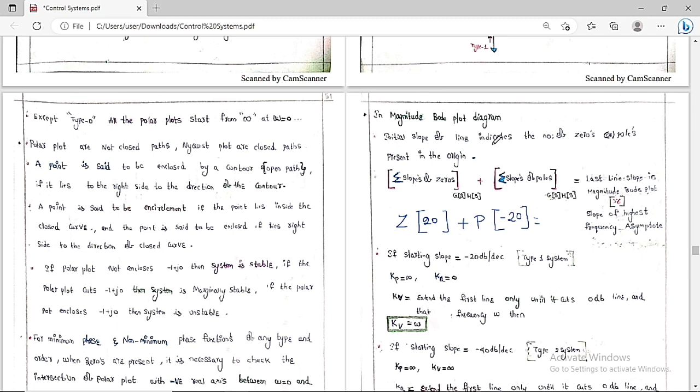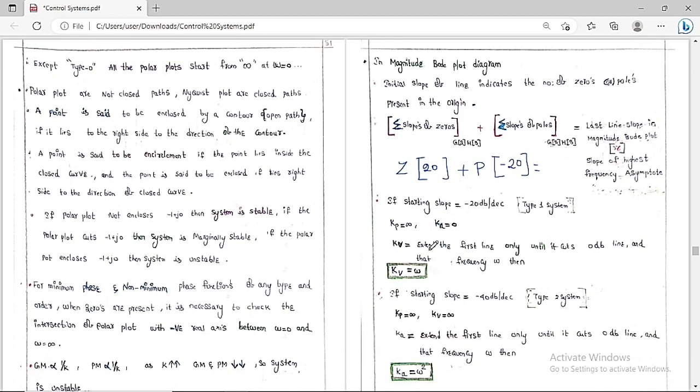Same thing: the summation of slopes of all zeros plus the summation of slopes of all poles of the open loop transfer function is always equal to the last line slope in the magnitude Bode plot, or the slope of the highest frequency asymptote. This formula you always have to keep in your mind. For a given open loop transfer function, each of the z zeros is going to contribute a slope of plus 20 decibels per decade, and if there are p number of poles, each pole is going to contribute a slope of minus 20 decibels per decade. If you do this, you get the last line slope in the magnitude Bode plot, or the slope of the highest frequency asymptote.